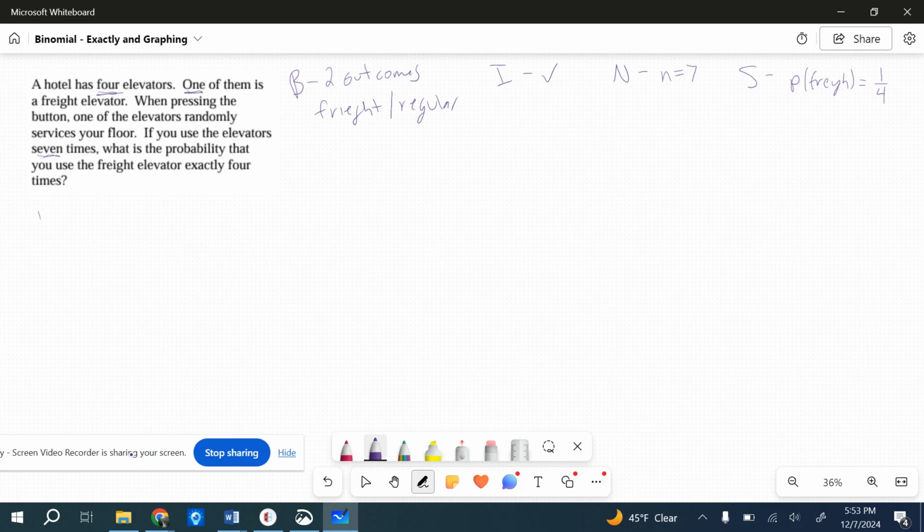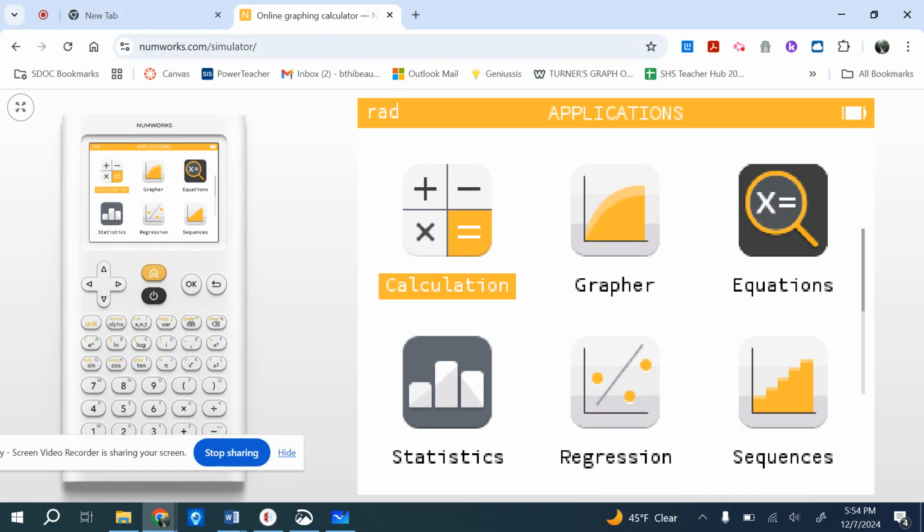So I want to find my N, which we just decided was 7, and my P, which we just decided is 1/4. And I care about the X, and it says exactly 4 times. So I am really finding the probability that X equals 4 because I'm asking, does it show up exactly 4 times? So to do this, we can use that big formula, or we can use the calculator. And I'm going to show you how to do it on the calculator.